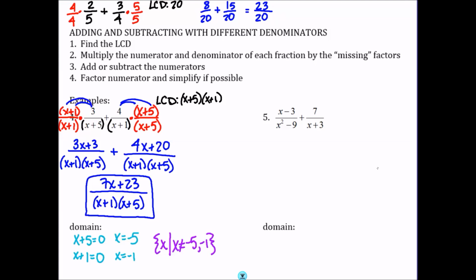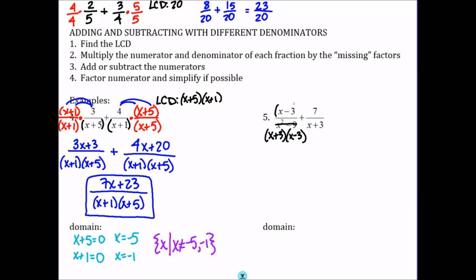We have x minus 3 over x squared minus 9 plus 7 over x plus 3. It's always helpful to factor out the denominators. So we can factor x squared minus 9 to be x plus 3, x minus 3. Now, there are two ways you can do this problem. You can either go ahead and start finding the LCD and multiplying by the missing factors, or you might notice that the first fraction can be simplified.